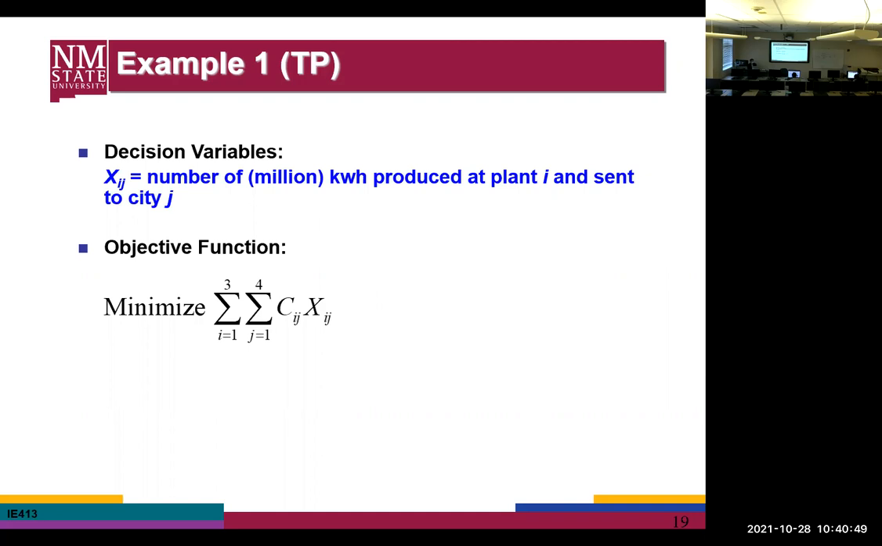And the objective function is the measure of performance expressed as a function of the decision variables, right? So this is what you want to either maximize or minimize, right? In our case, it's going to be minimizing the total shipping cost, right? Or minimizing the total travel distance, something like that, right?